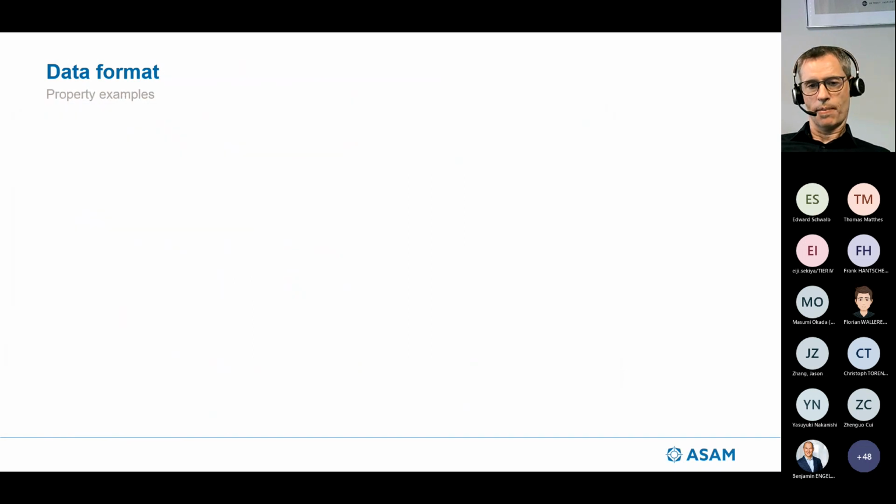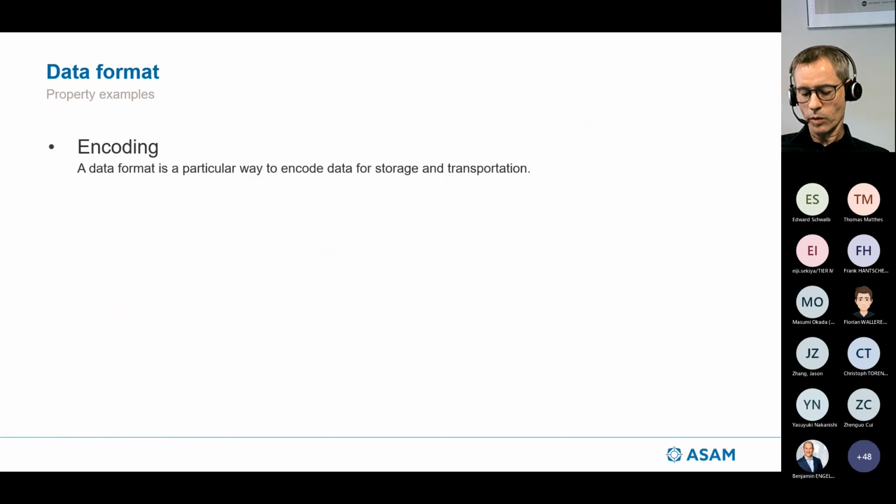So I have some property examples of data formats. When we talk of data formats, we often talk of encoding. Encoding is a particular way to encode your data when you represent, store, and transport the data, which means one writes the data, the other one reads the data, and what is in between is often encoded data.